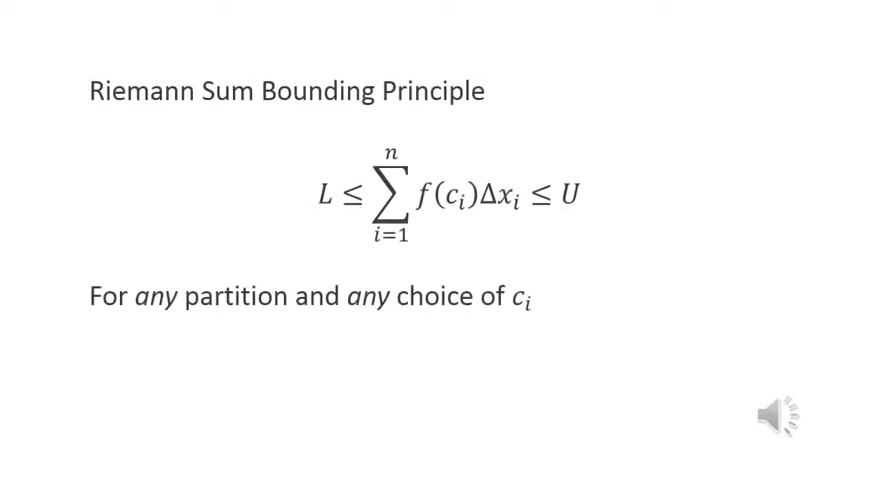It's called the Riemann sum bounding principle. Any Riemann sum that you can construct with any partition and any choice of c sub i is guaranteed to be trapped between the lower sum and the upper sum.